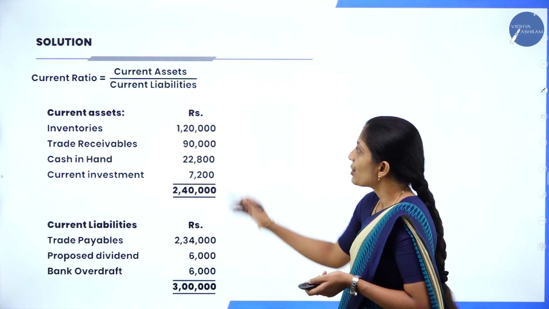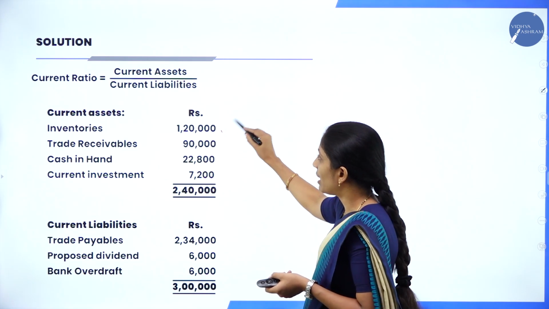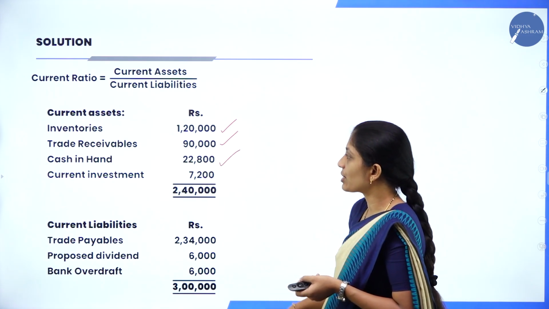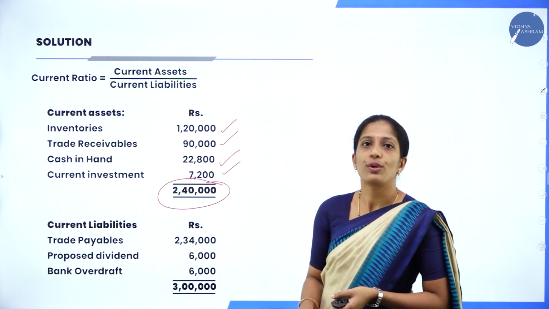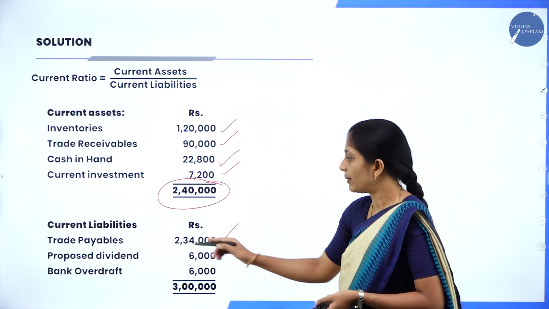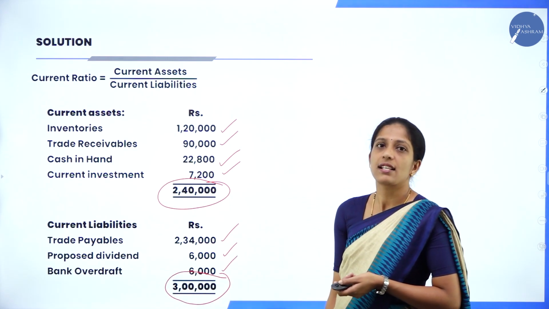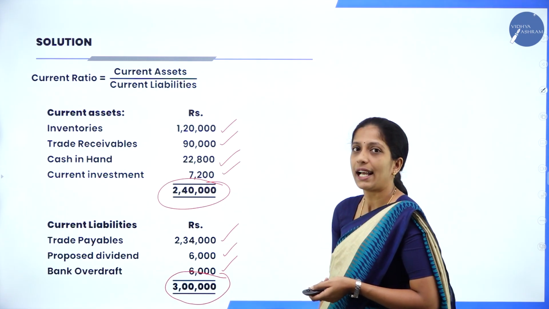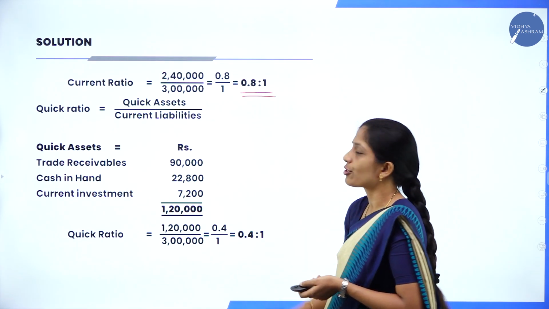Apply the formula. Current ratio is equal to current assets divided by current liability. Current assets you will write one by one: inventory 1,20,000, trade receivable 90,000, cash in hand 22,800, current investment 7,200. So the total current assets is 2,40,000. Now coming to current liability, we have trade payable 2,34,000, proposed dividend 6,000, bank overdraft 60,000. So the total current liability is 3 lakh. Now apply the formula: 2,40,000 divided by 3 lakh. How much will you get? 0.8 divided by 1, that is 0.8 is to 1.